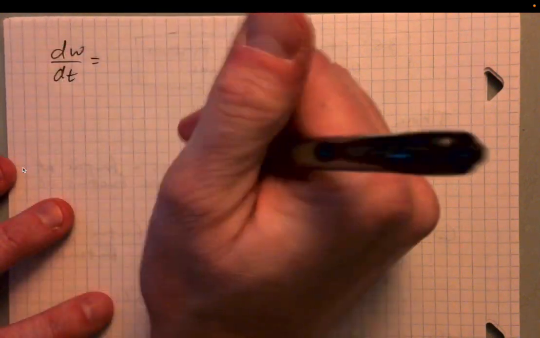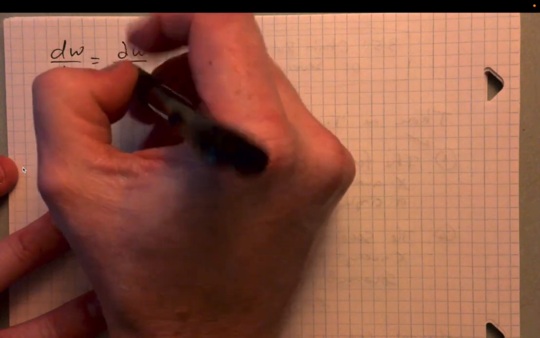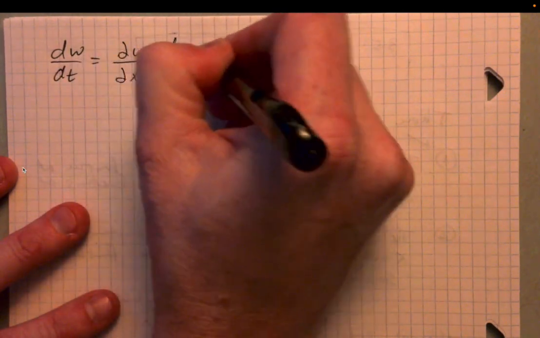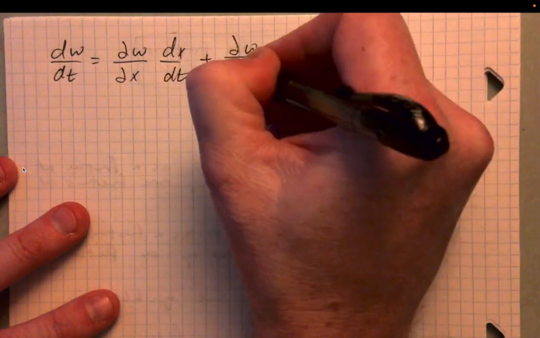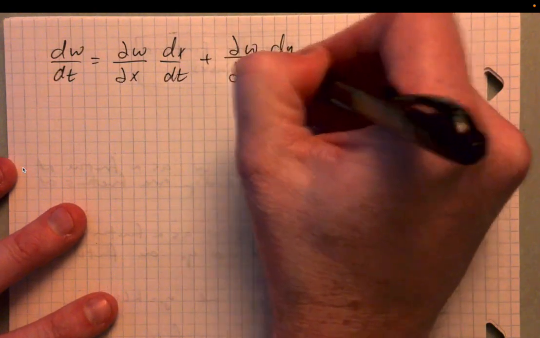By the previous theorem, we know that dw/dt is going to be equal to the partial of w with respect to x times dx/dt plus the partial of w with respect to y times dy/dt.